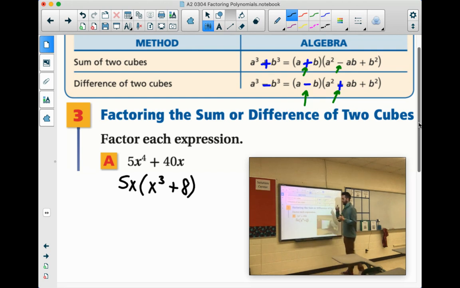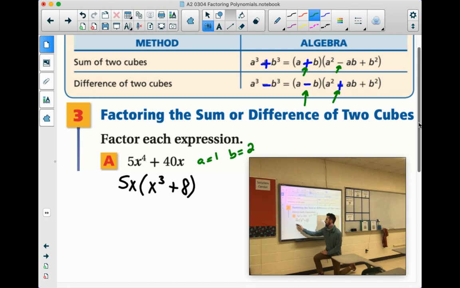Now, x to the third is a perfect cube. It's x times x times x. 8 is also a perfect cube. It's 2 times 2 times 2. So we're going to think of this like a is x and b is 2, and we're just going to write it then with this sum of two cubes. So the 5x is fine. It's on the outside.